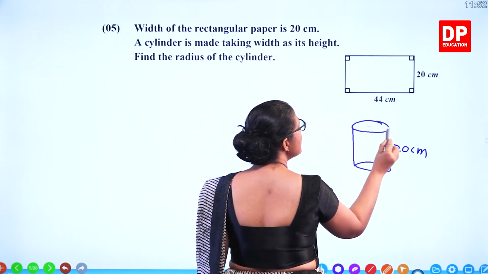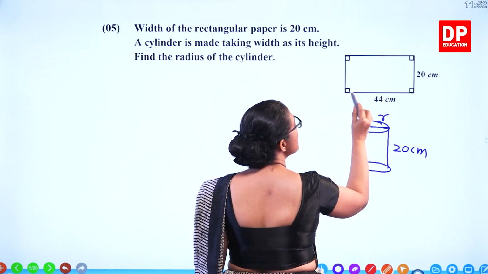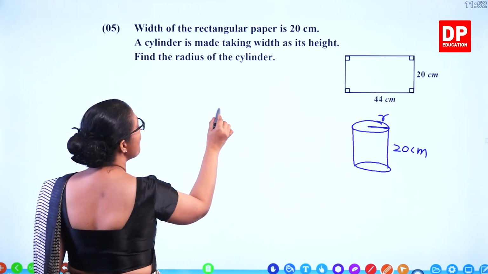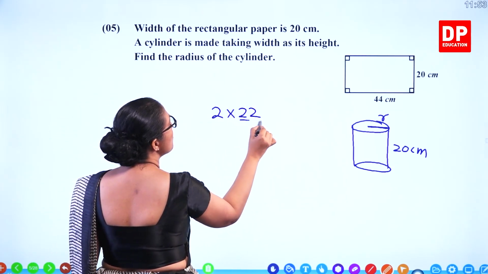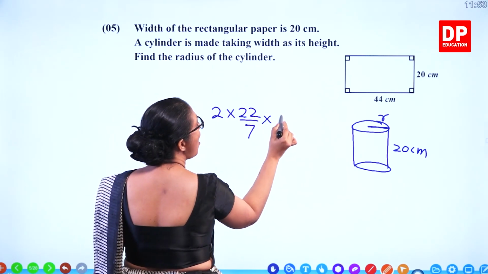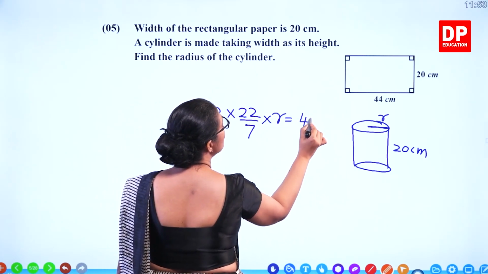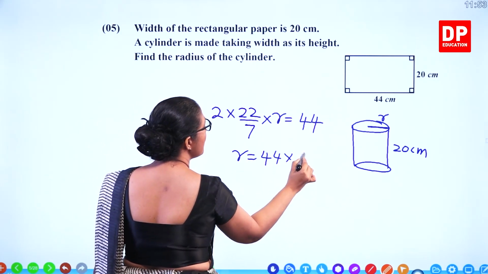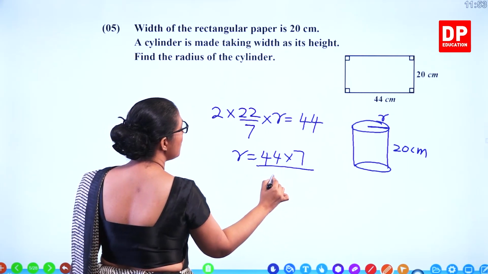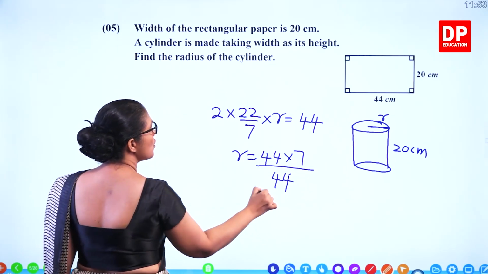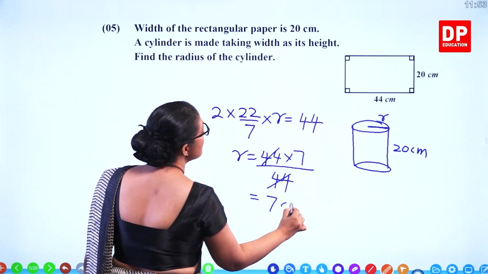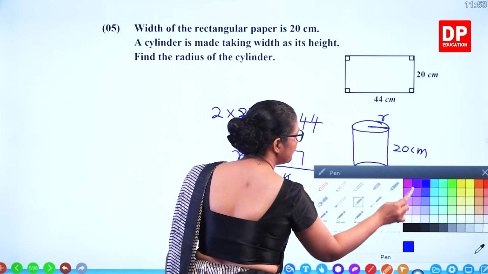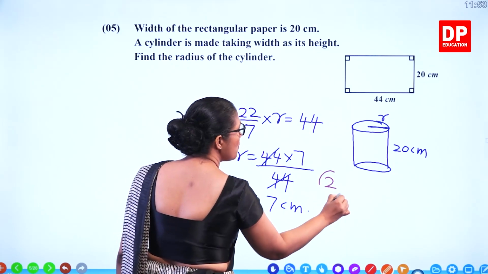So this is the circumference of the circle. 2 pi r, 2 into pi 22 over 7 into r is 44. So what is r? 44 multiplied by 7 divided by 44 times 2 times 22. So you get 7 centimeters for the radius of the cylinder. 2 marks.